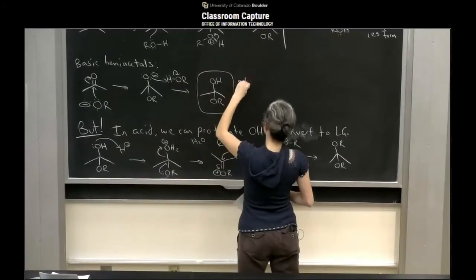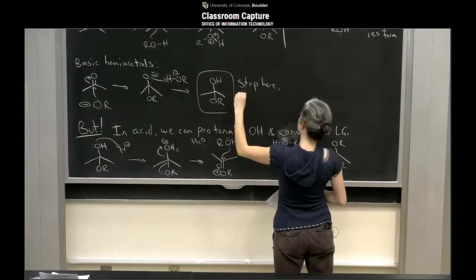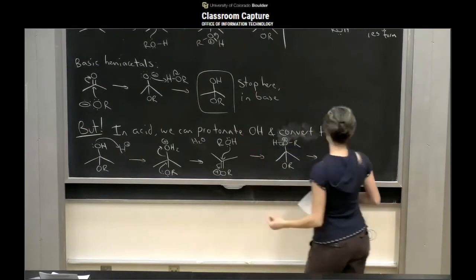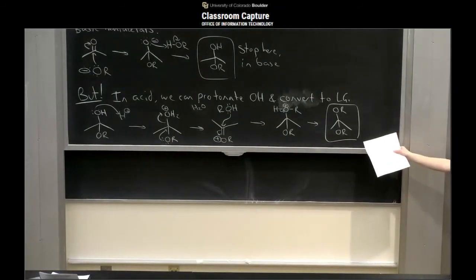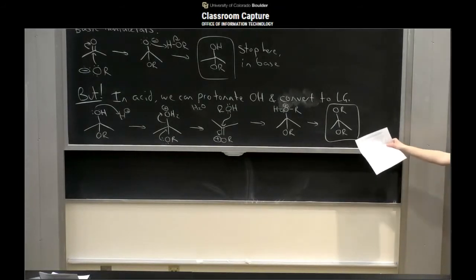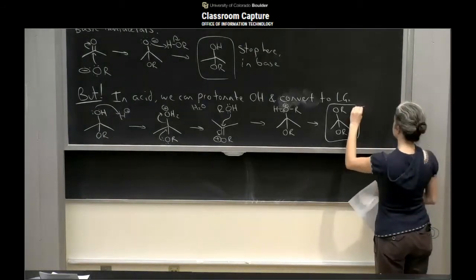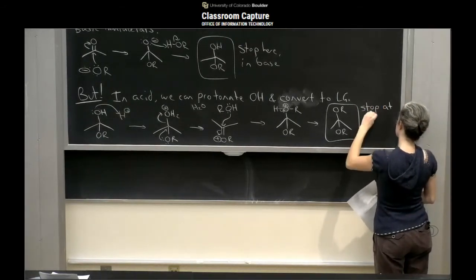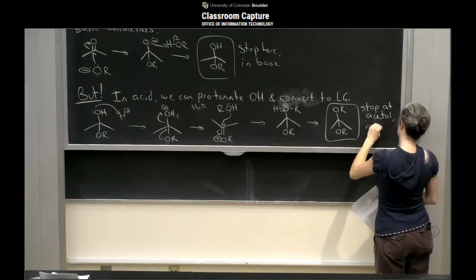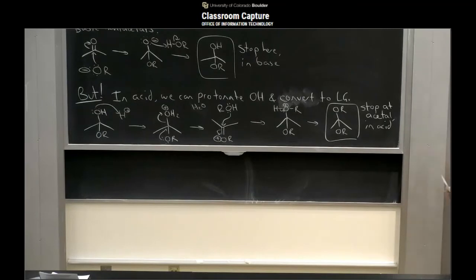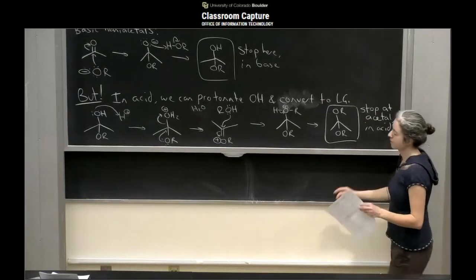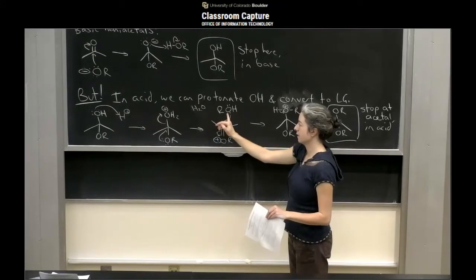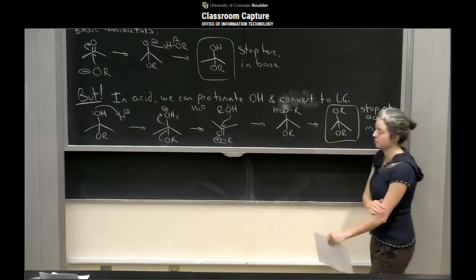Basically, stop here in base. But in acid, you're going to get the hemiacetal briefly, but odds are pretty good it's not going to stick around for very long. You're just going to shoot straight through all the way to the acetal. Okay. And then all of these steps are reversible because if you look at it, the group that we're kicking out and the group that we're adding on are both fairly similar pKa's and similar behaviors.